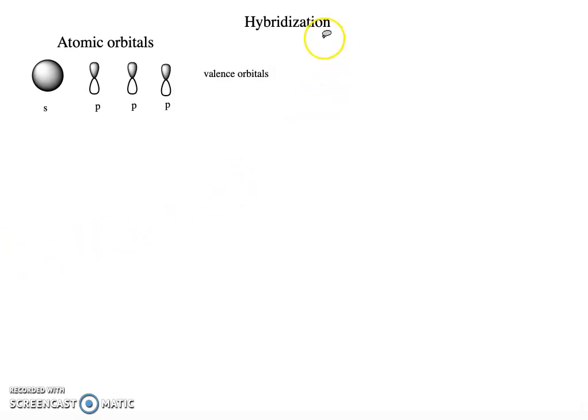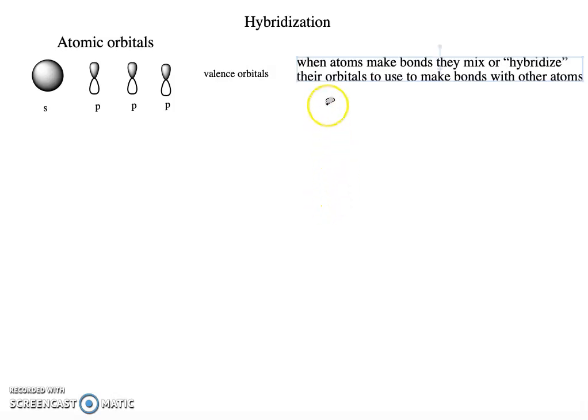So I want to talk today about hybridization. In hybridization, we take our atomic orbitals, and if we focus just on the valence orbitals that most atoms have, we're talking about an s orbital and 3 different p orbitals, and we mix them together. When atoms make bonds with other atoms, they mix or hybridize their orbitals, and they use these hybrid orbitals to make bonds with other atoms. The atomic orbitals aren't used, the hybrid orbitals are.